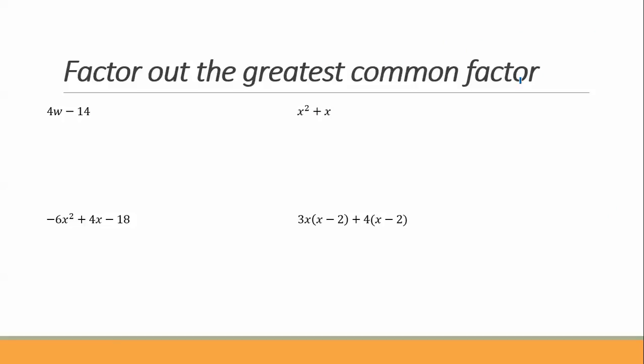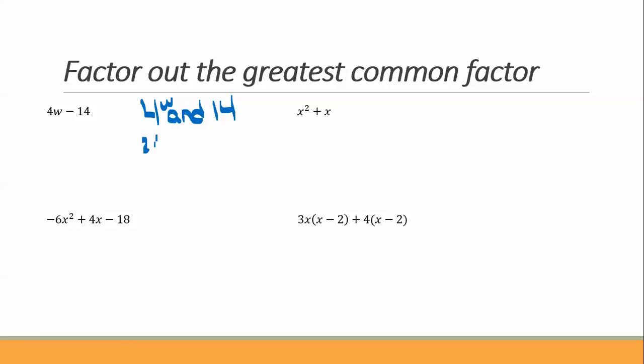One of the reasons we want to find the greatest common factor is to factor out the greatest common factor. So when we're factoring out the greatest common factor, we're multiplying two things together so that when we're done, if we remultiplied, we would multiply them and get this back. So the first thing you want to look at is the greatest common factor of 4W and 14. The greatest common factor is just 2.